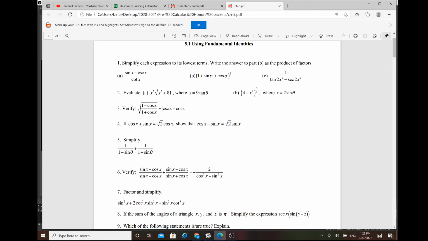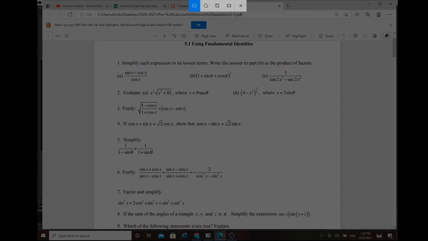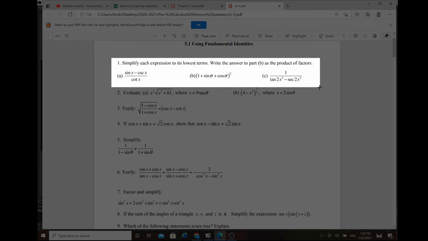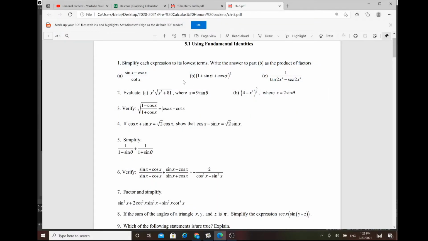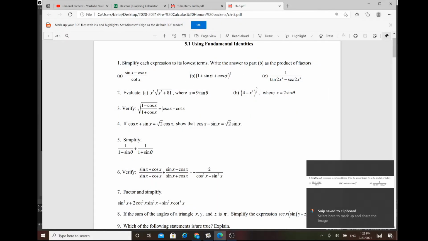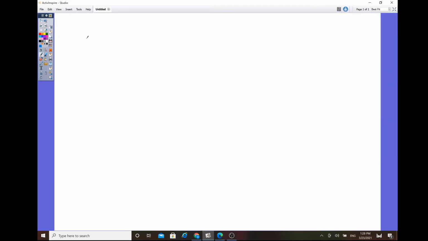For the following problems, simplify each expression to its lowest term, and then write the answer in part B as the product of factors. Okay, so now let's put it out. We do have different levels A, B, and C. So you're probably wondering, from the basic one, medium, to the challenging one. Yes, indeed. Okay, so now let's see.